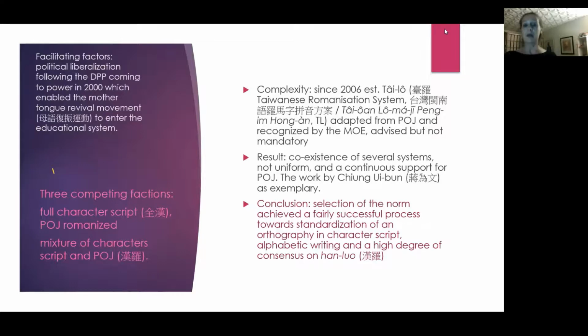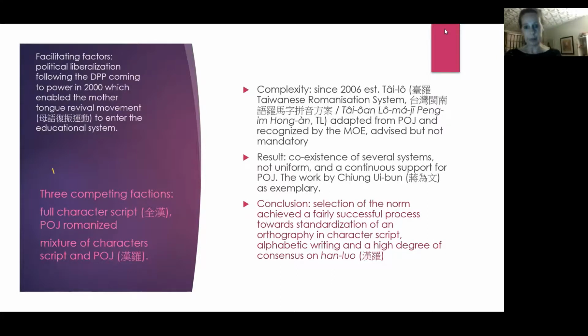Yeah. Now, when concluding this section on the selection of the norm, which is fairly elaborate, there is a fairly successful process towards the standardization of the orthography in the character script. Yes, there is the alphabetic writing, and then a high degree of consensus on the Han-lo. And by Han-lo, we mean the mixture of both. Han for characters and lo for lomaji, for romanization.